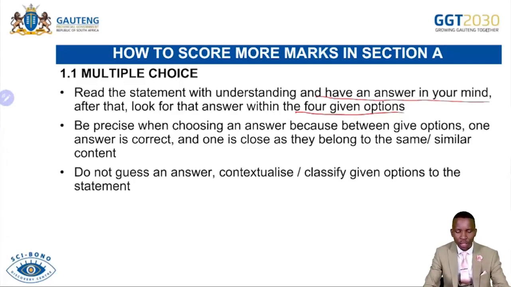Be precise when choosing an answer, because between the given options, one answer is correct and one is close, as they belong to the same or similar content. So be very careful as you choose. Choose the correct answer, not the related answer. Do not guess an answer. Contextualize or classify the given options to the statement. Then you can get it right.